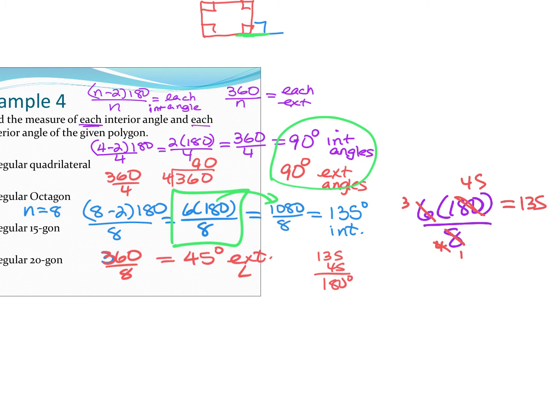Again, whatever you prefer to do, if you'd rather just multiply it the way it is, do the 6 times 180, get that answer, the 1080, and then divide that by 8, it still gives you that answer as well. Either way.